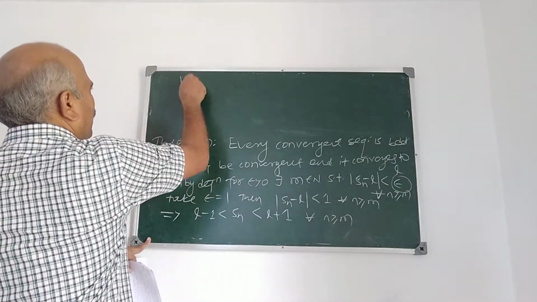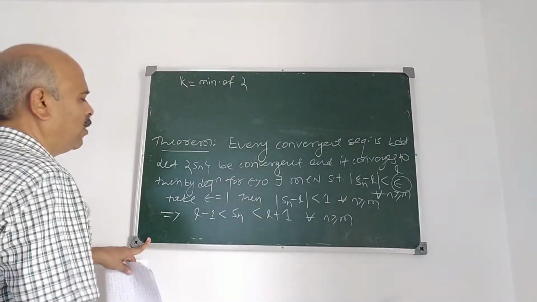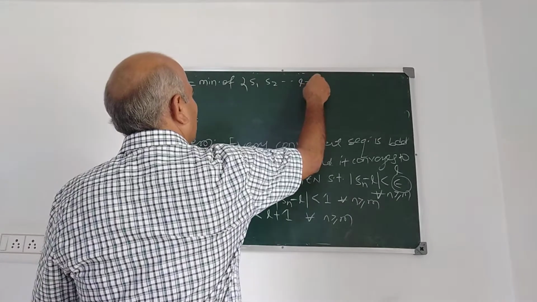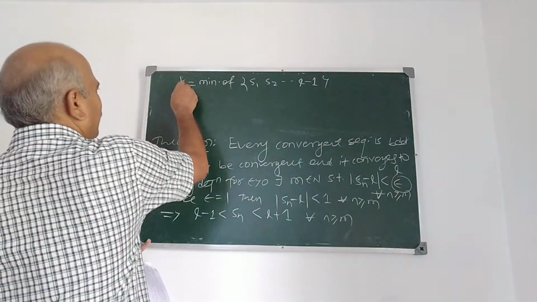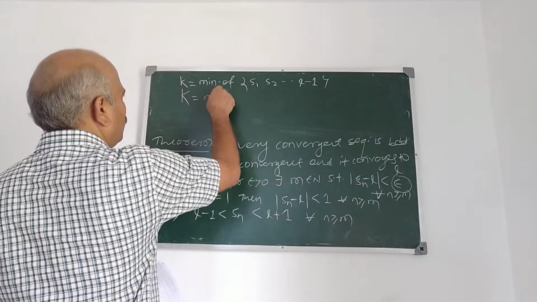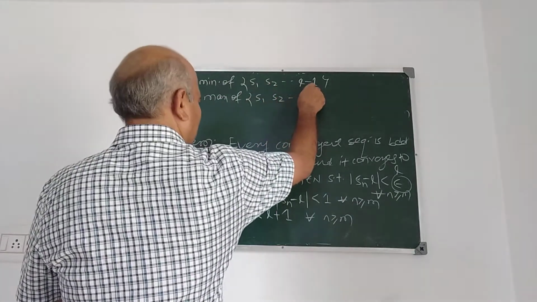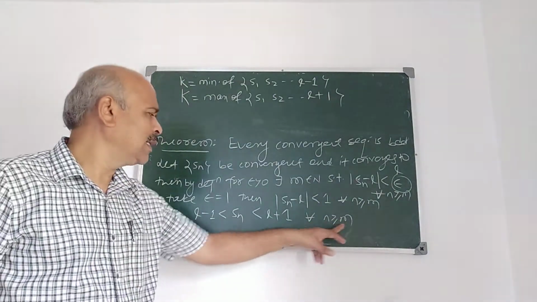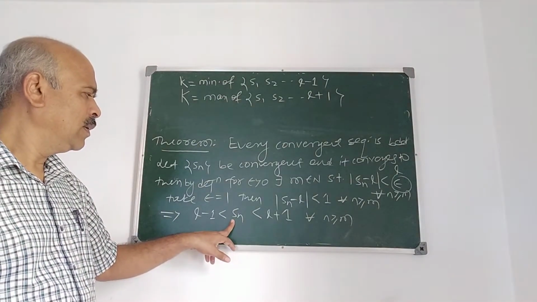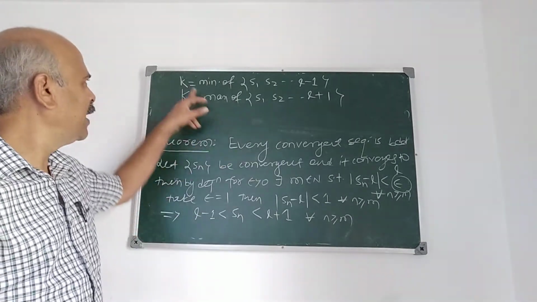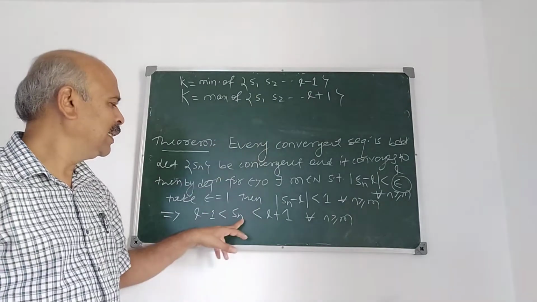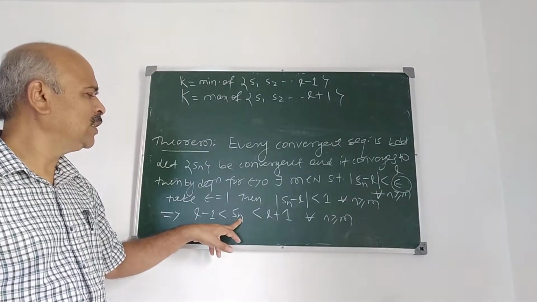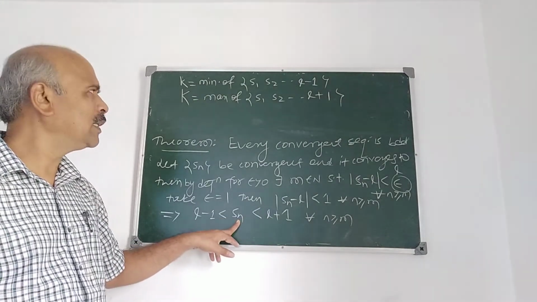Now we take small k as the minimum of S1, S2, etc., Sn minus 1 and L minus 1. And capital K is the maximum of S1, S2, etc. and L plus 1. For all n greater than or equal to M, we have Sn greater than L minus 1, less than L plus 1. But we take k as the minimum of all these, S1, S2, etc., and also L minus 1, and capital K as the maximum of S1, S2, etc., L plus 1.